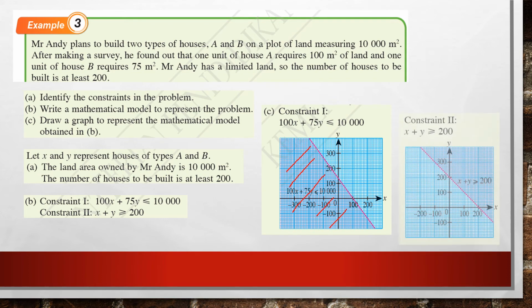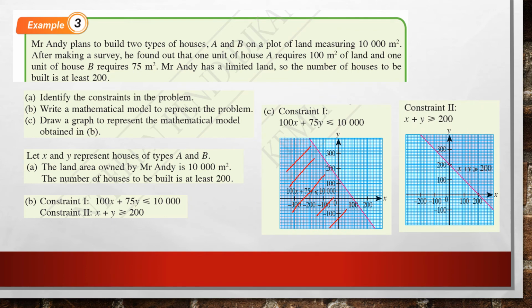So for constraint 2, okay, x plus y greater than 200, first you find 2 points to draw the straight line, then you shade up. Greater is going up from the line. Okay, from the line going up. So this is the shaded region.